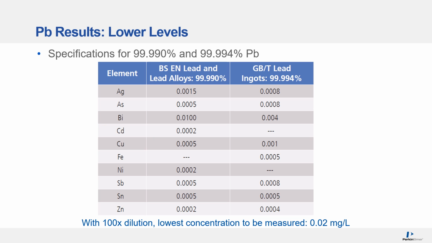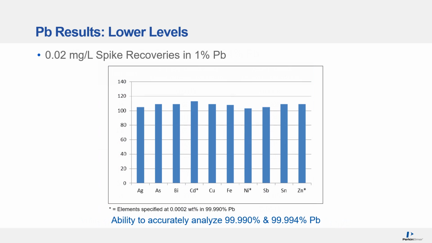On this slide, you can see the specifications for lead at 99.99% or 99.994%. You can see that with 100 times dilution, the lowest concentration that would need to be measured would be 20 ppb. So in this case, we added a 20 ppb spike and looked at the recoveries in 1% lead. And you can see that for all of these elements, we had a spike recovery of between plus or minus 10%.